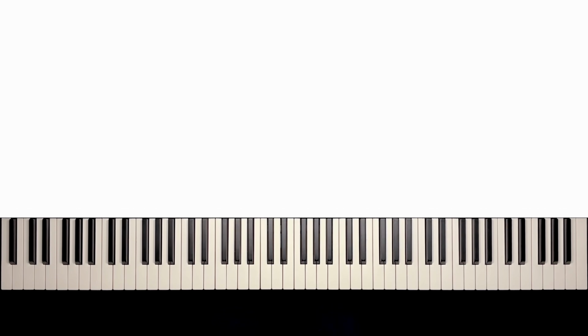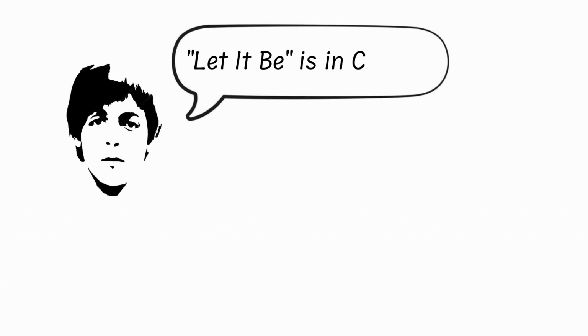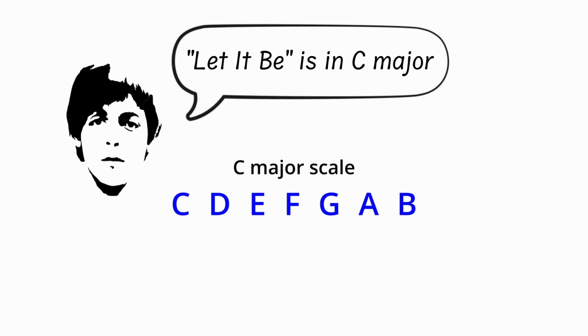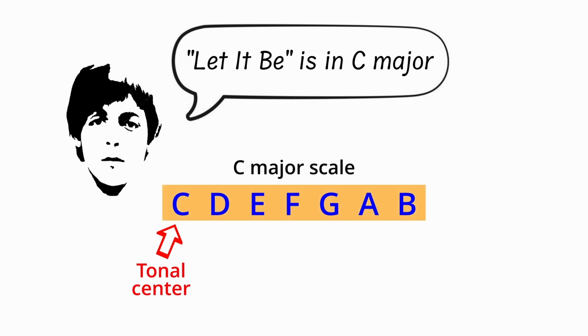So when you hear that a song is in a specific key, such as C major or A minor, it means that the first note of that scale is the tonal center, and the song mostly uses notes and chords from that specific scale. We'll take a closer look at the structure of major and minor scales in Chapter 5.